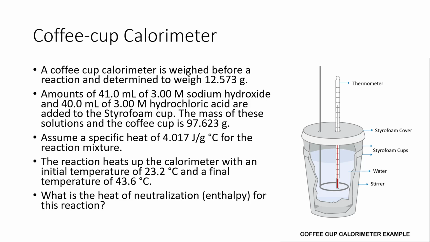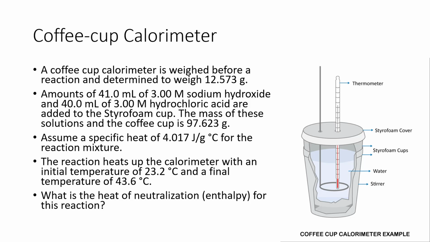Alright, so here is all the setup for our experiment. Let's pretend this is what happened. We measured a coffee cup, all of the goodies that come with a coffee cup, and we determined the weight of it, which was 12.573 grams. Then we combined sodium hydroxide and hydrochloric acid into the styrofoam cup. The mass of these plus the outside coffee cup was 97.623 grams. We're going to assume a specific heat of 4.017 joules per gram per degree Celsius for this reaction mixture.